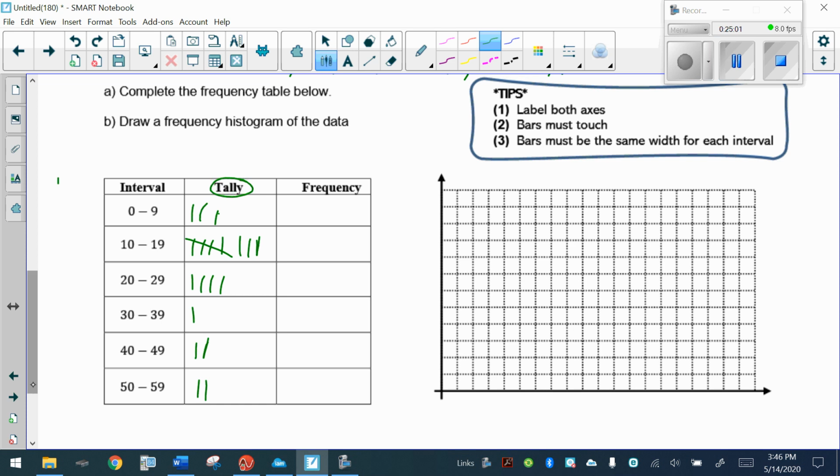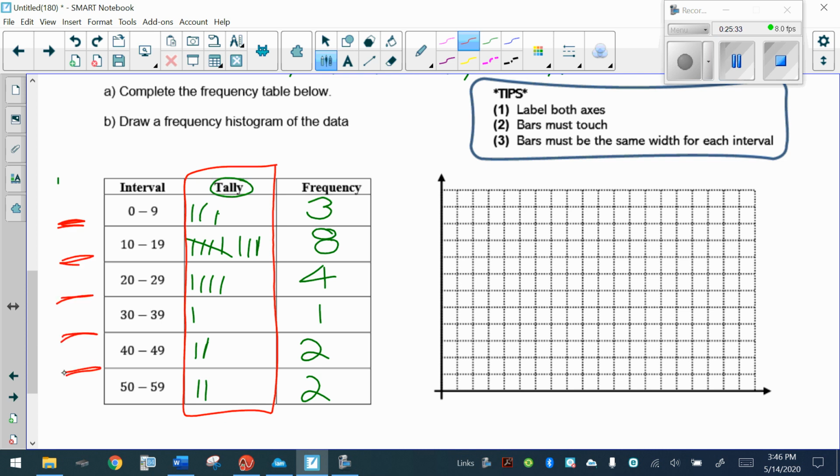All right, then we have the frequency column. The frequency column is just where you add up your tallies. So I got a 3, an 8, a 4, a 1, a 2, and a 2. Okay, and again, you can count and make sure you add up. You will see sometimes this column is missing when you have it on a worksheet. You can always make your own tally marks off to the side if that tally column is missing, okay?